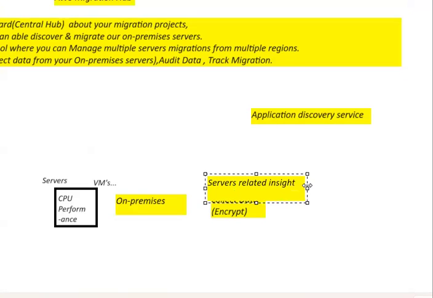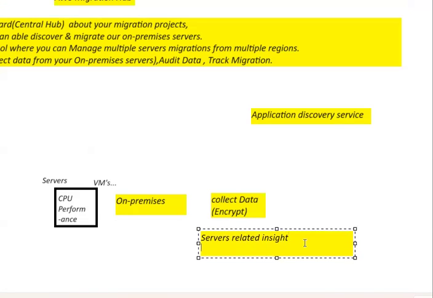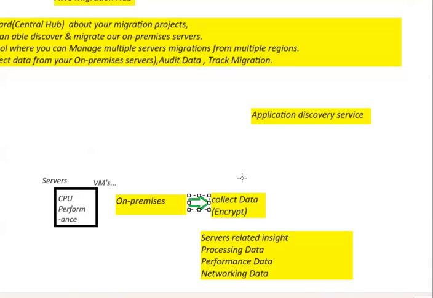If you want to collect server related insights, you can take the example like CPU, that means processing related data, and performance related data and networking data. So like this, if you want to collect the data from your on-premise servers, then you can choose this Application Discovery Service. After collecting the data, you can even encrypt that data.